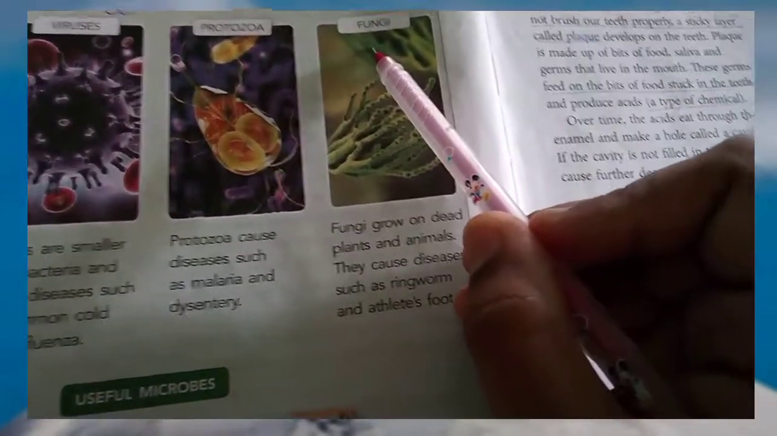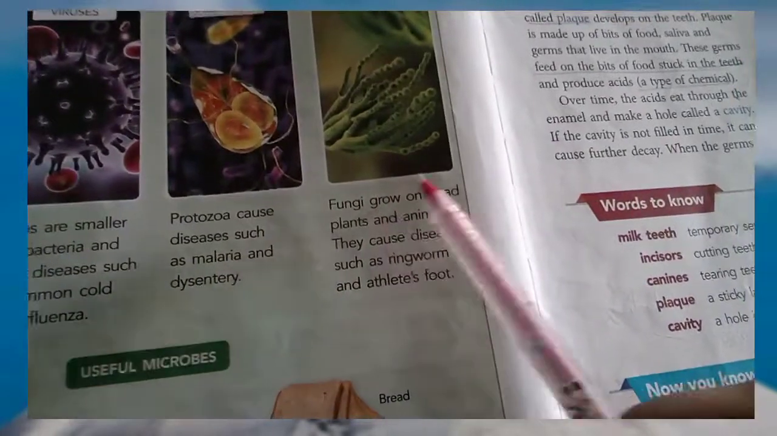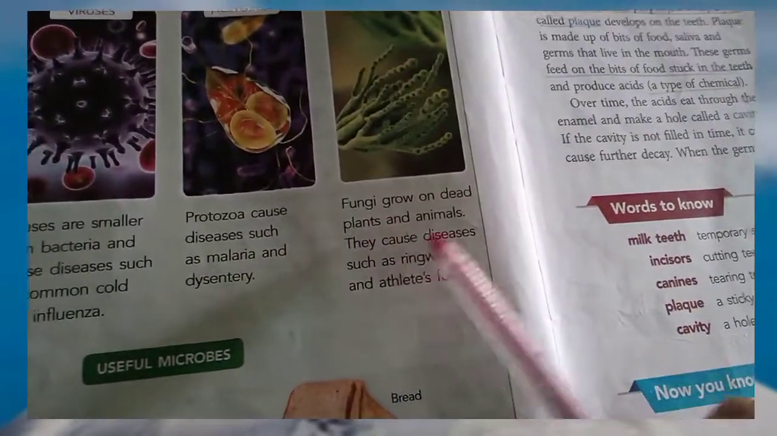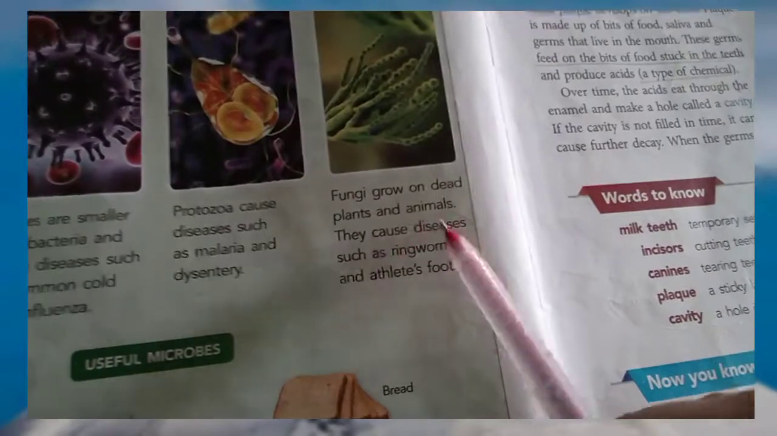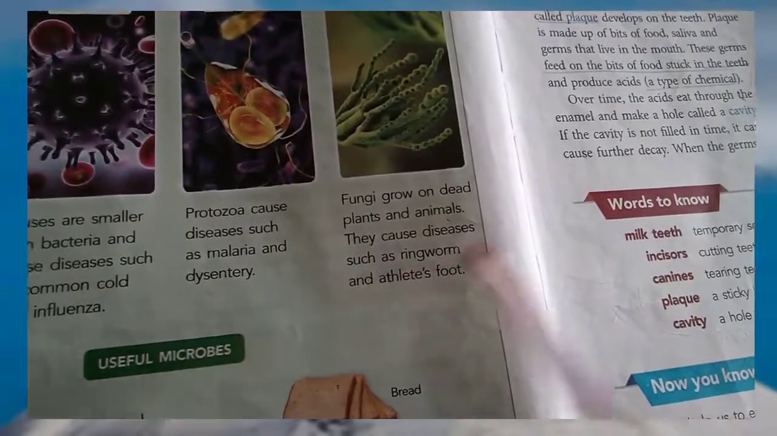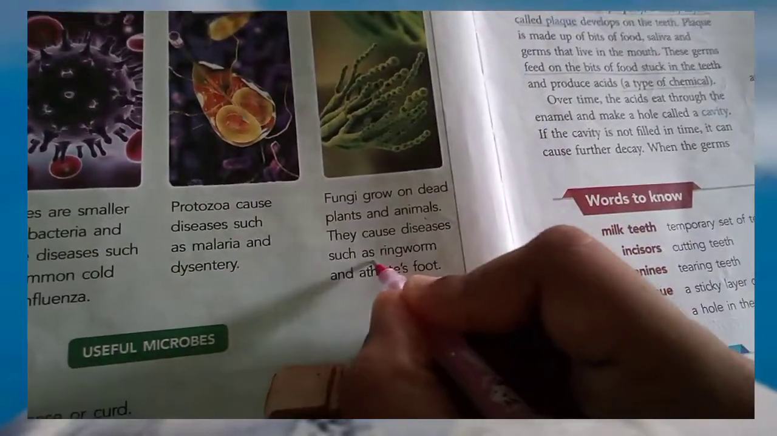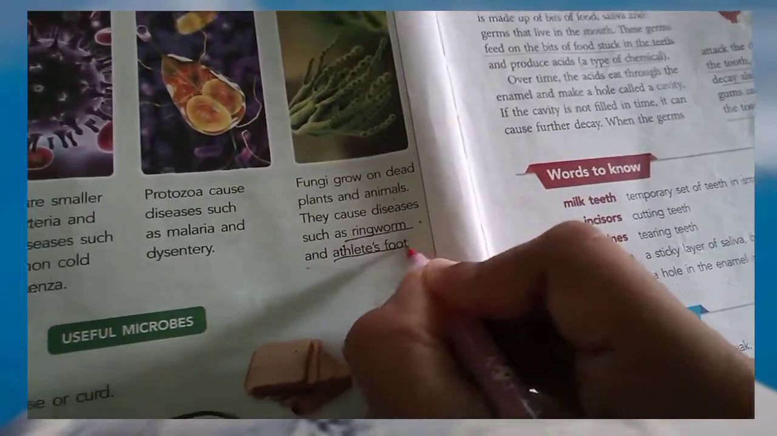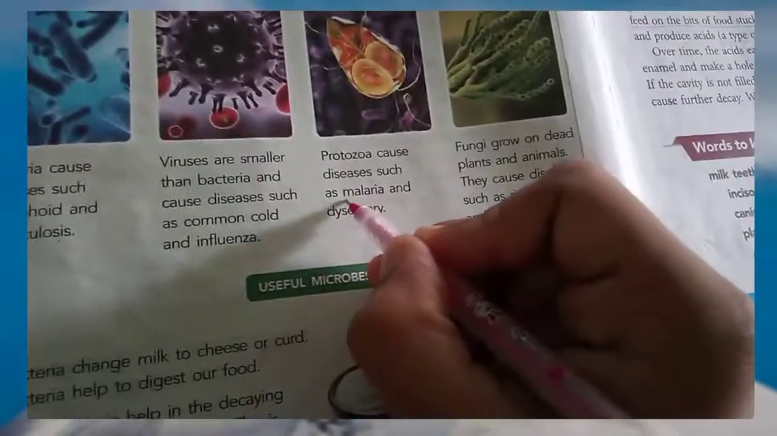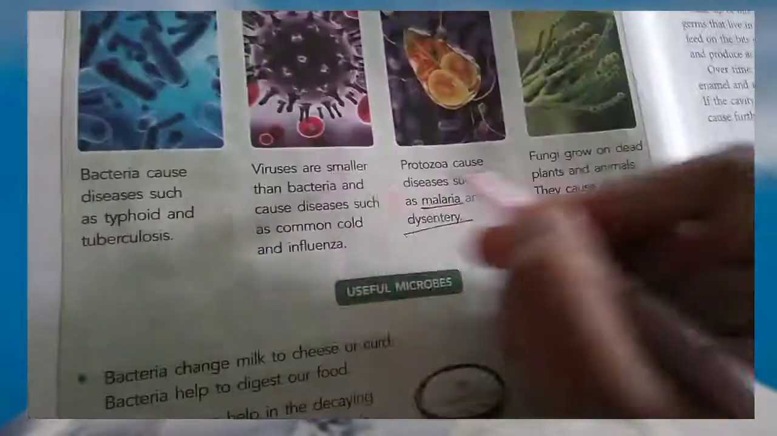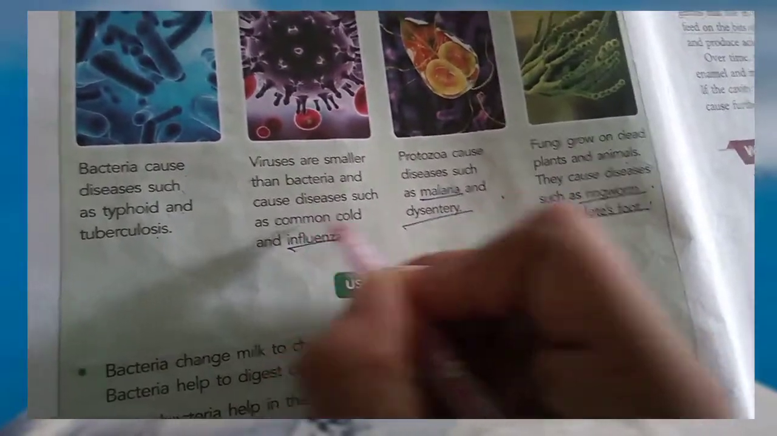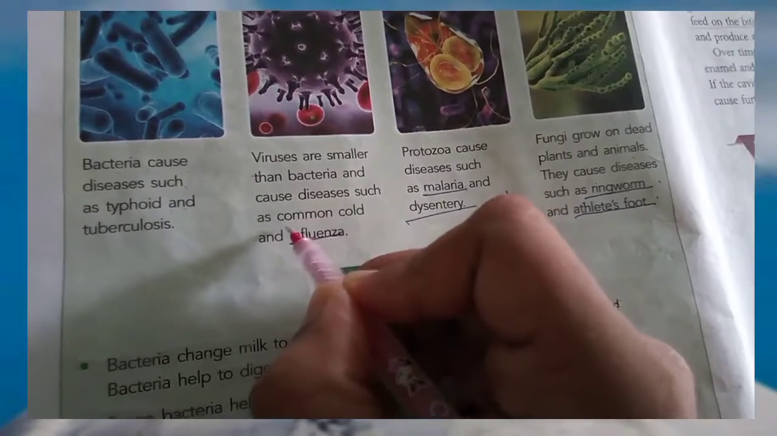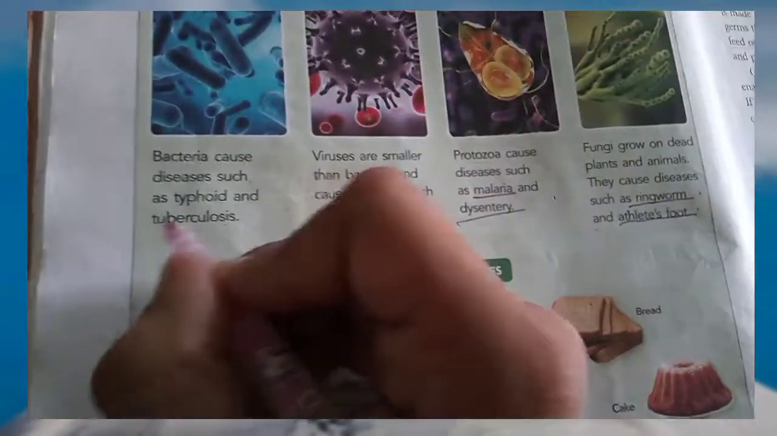Fungi can grow on food, plants and animals. They cause diseases such as ringworm. So what can they cause? They can cause ringworm and athlete's foot. So we saw many causes of different diseases. Okay.